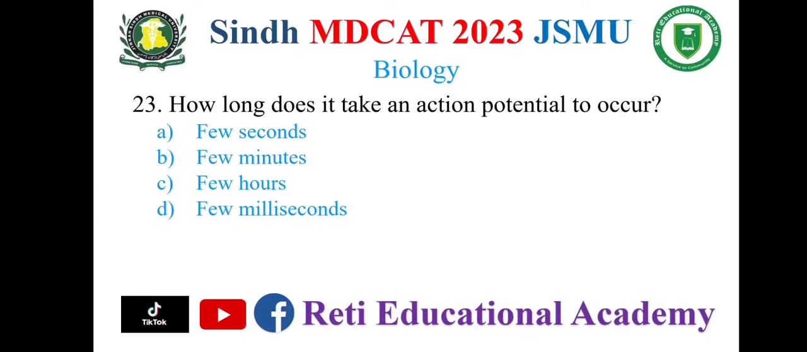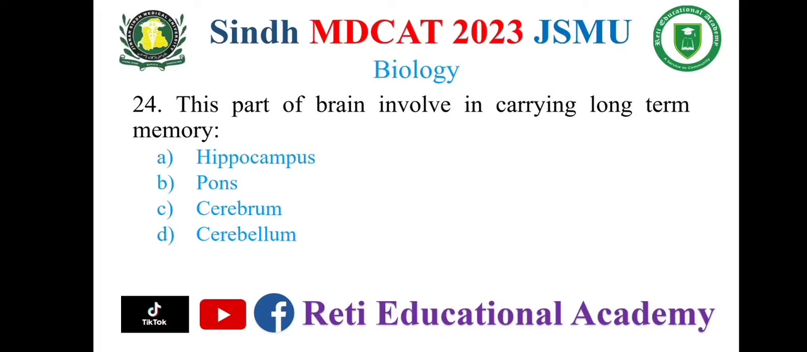Question number 23. How long does it take an action potential to occur? A. Few seconds, B. Few minutes, C. Few hours, D. Few milliseconds. And the correct option is D. Few milliseconds.